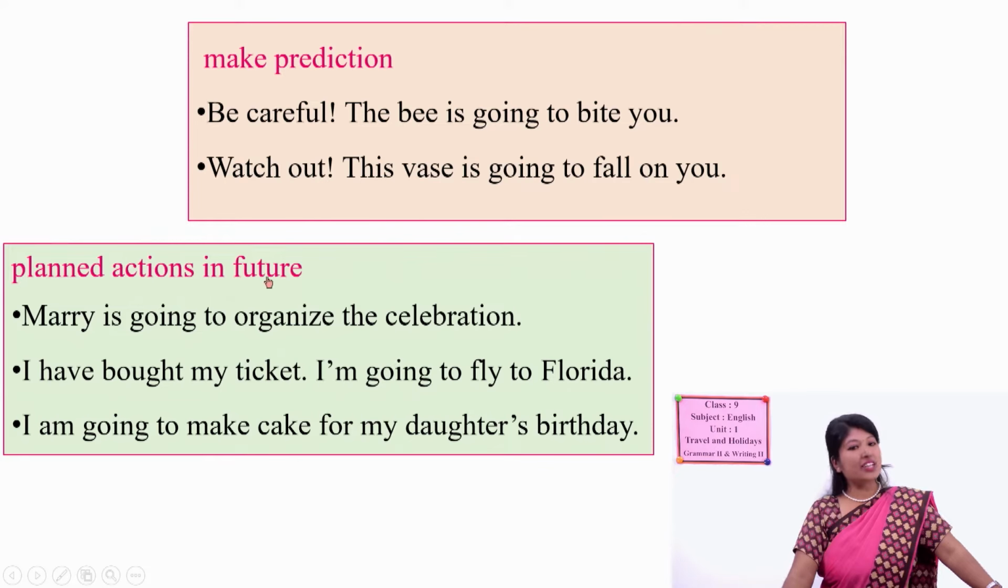And planned actions in the future. This is something we have already talked about, but to confirm, I am giving you some more examples so you can be clear. Planned actions: Mary is going to organize the celebration. I have bought my ticket, I'm going to fly to Florida. I'm going to make a cake for my daughter's birthday.